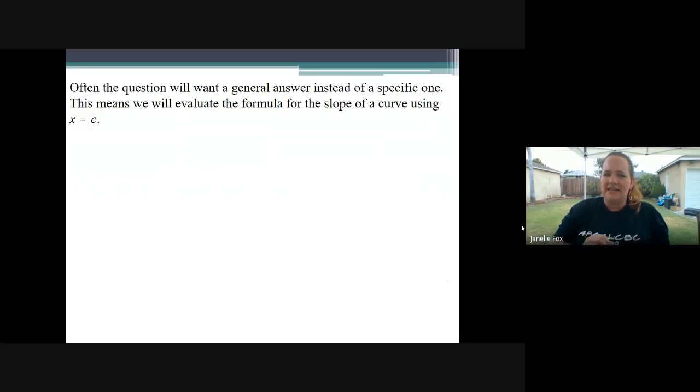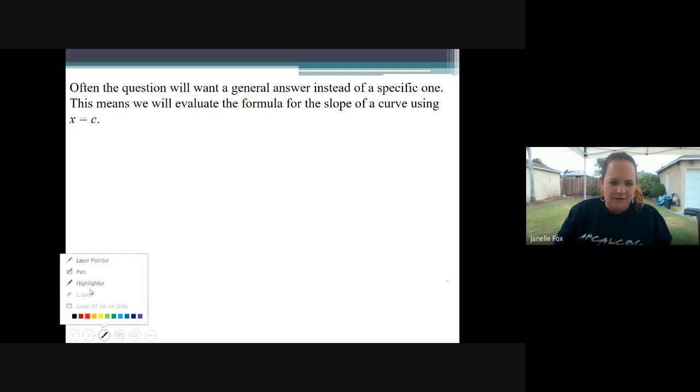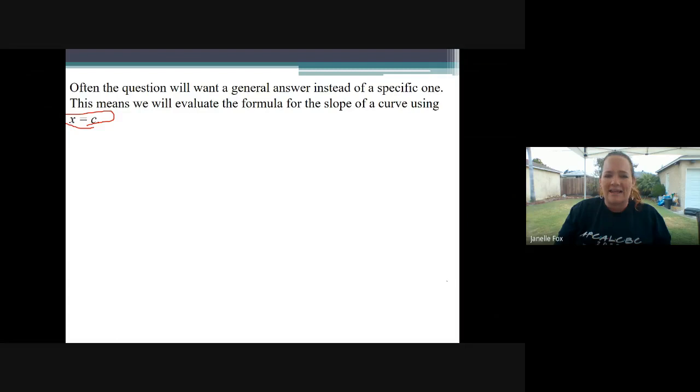So our first thing, it says often the question will want a general answer instead of a specific one. What this means is that our normal guide that we've been doing was something along these lines: the limit as x approaches 1 of f of x minus f of 1 over x minus 1. But now, instead of having it be a 1 or something like that, we are just going to have it be at the general spot x equals c. And that has its own unique parts to it, okay?